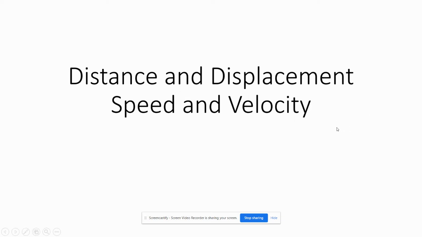All right, so distance and displacement, speed and velocity. You've probably heard all four of those words before, and I know a lot of people might think that they're very similar. They might even think that they're the exact same. And we do use them interchangeably in common language. The physics meanings of them are different though. Distance and displacement have different physics meanings, and same with speed and velocity, they have different physics meanings.